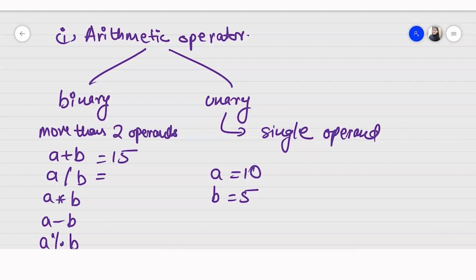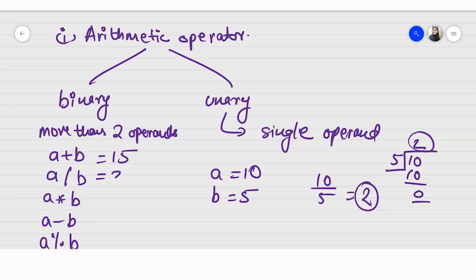A divided by b, what would it be? 10 divided by 5 gives us 2. It gives us the quotient. Whenever you do the simple division, 5 twos are 10, and the remainder is left over, so the quotient 2 will be returned. A asterisk b, which means a multiplied by b, gives us 50 as the output. A minus b, 10 minus 5, gives us 5. Now we need to take up the modulus operator.